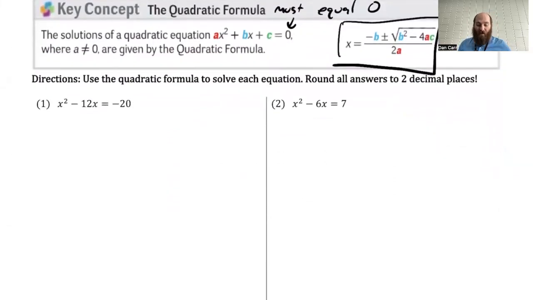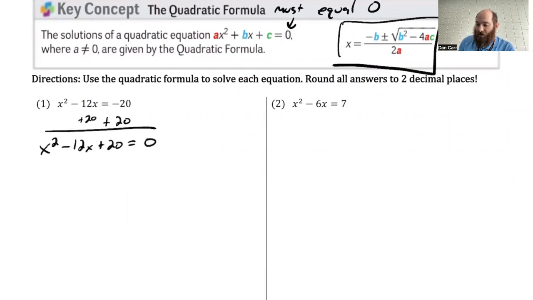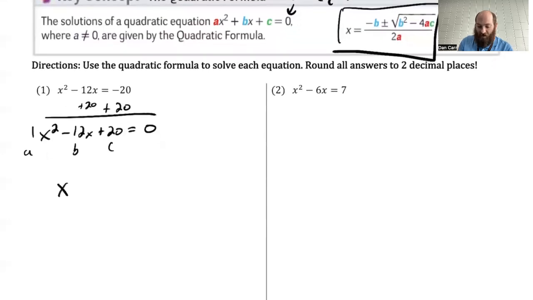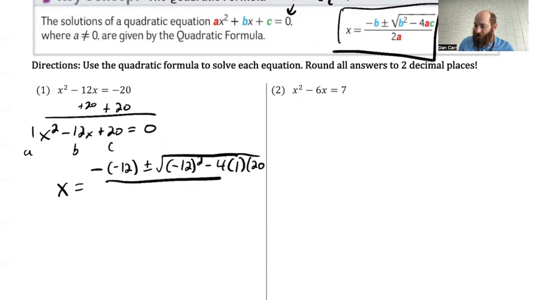So use the quadratic formula to solve these. We're going to start with adding 20 to make it equal to 0. So x squared minus 12x plus 20 equals 0. So a is 1, b is negative 12, and c is 20. So x is equal to the opposite of b, so that's the opposite of negative 12, plus or minus the square root of negative 12 squared minus 4 times 1 times 20, all over 2 times a.